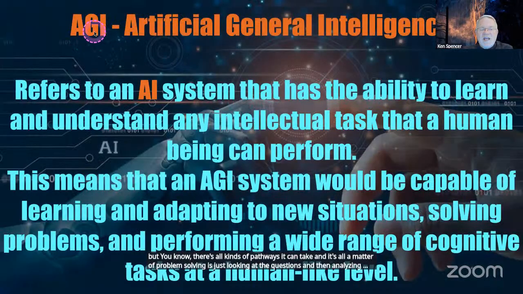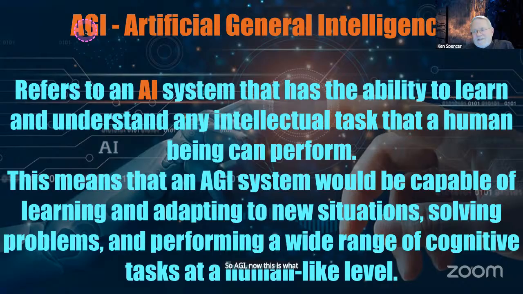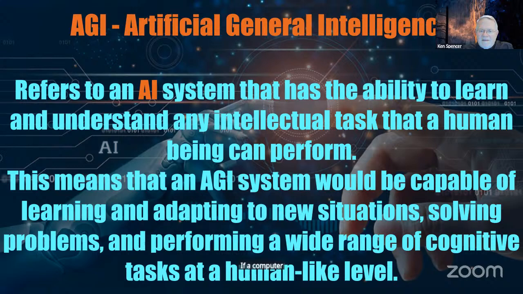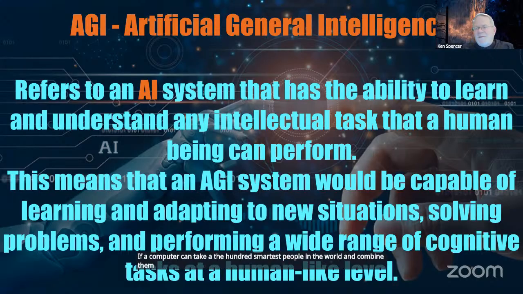So AGI, now this is the point that everybody seems to want to get to. In other words, artificial general intelligence. This would essentially be the point where you can't differentiate whether it's a computer or a person. And in fact, if a computer can take the 100 smartest people in the world and combine them, you're going to have a computer that's smarter than any one of those 100 people.